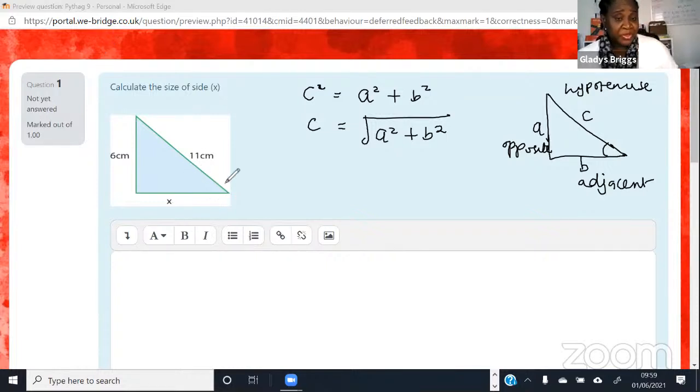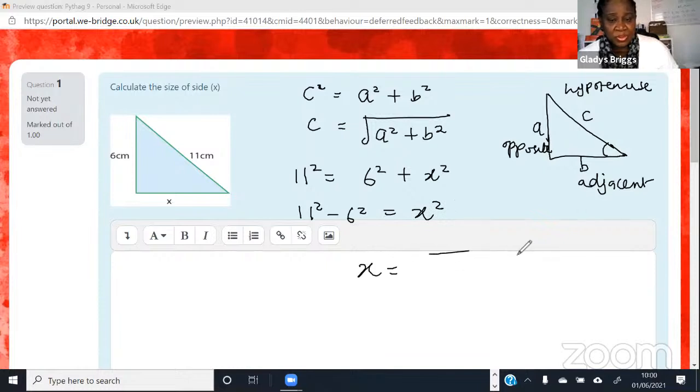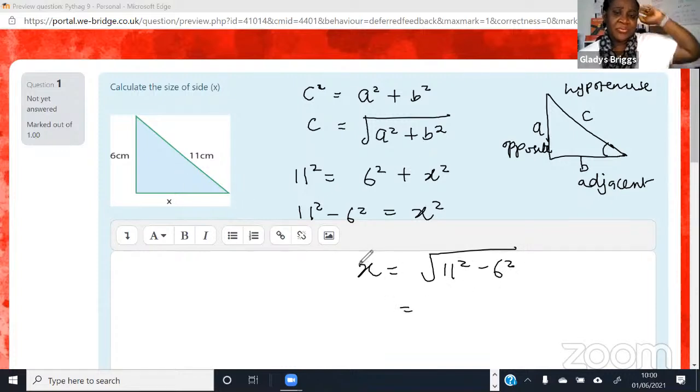You've been given the hypotenuse this time. You've been given the hypotenuse to be 11. So 11 squared is equal to 6 squared plus x squared. So then you're looking for x squared. You take this one to the other side. You have 11 squared minus 6 squared is equal to x squared. X therefore is equal to the square root of 11 squared minus 6 squared. And you put that into your calculator and you should get the answer for that one.